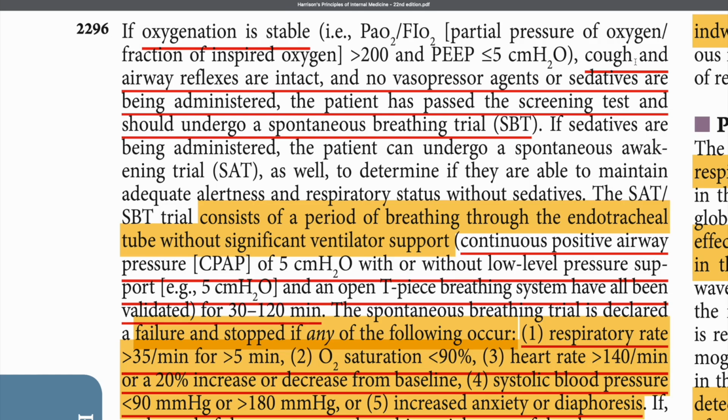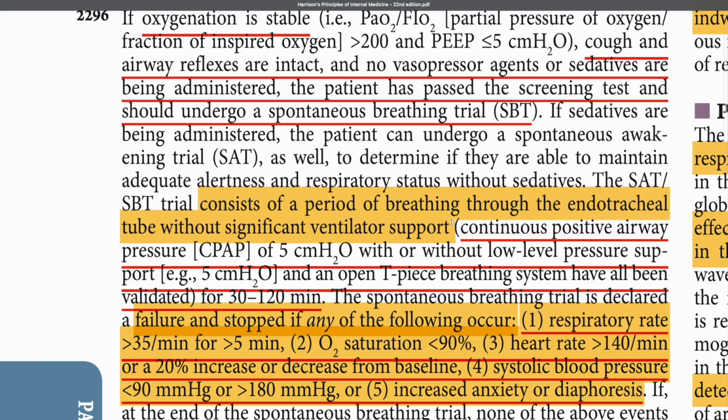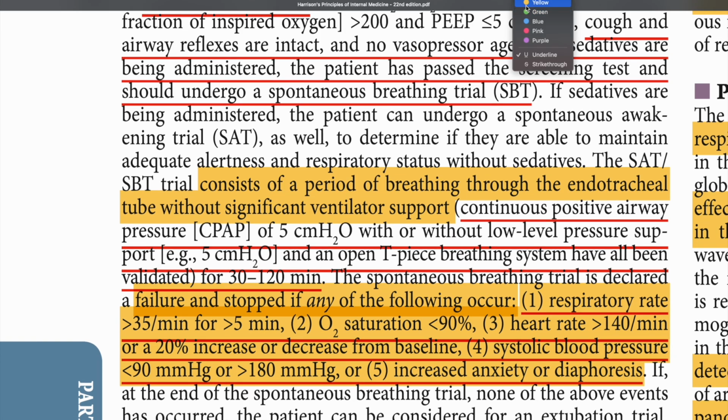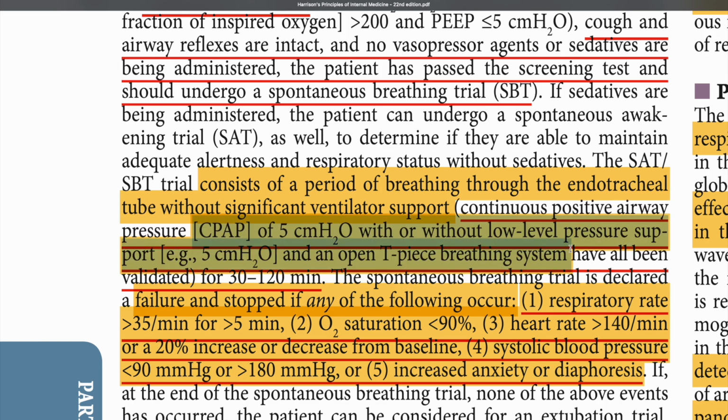What they will do is CPAP. I will show you. CPAP 5 centimeter H2O with or without low level pressure support, and an open T-piece breathing system have all been validated for 30 to 120 minutes. So for 30 to 120 minutes, this spontaneous breathing trial will be done with the mode of CPAP 5 centimeter H2O and low PS or T-piece breathing system.